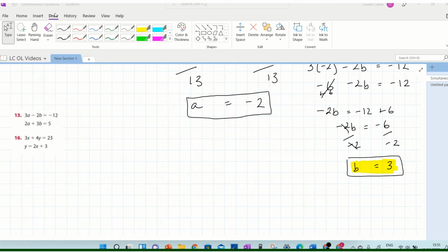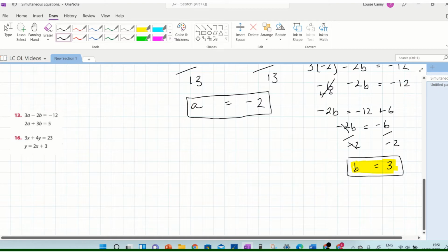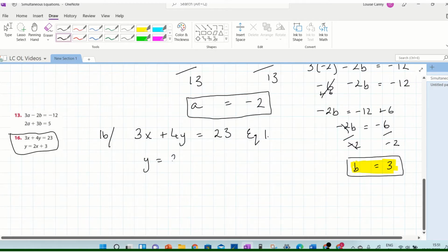Okay, so moving on, looking at our third video in our series of videos on simultaneous equations, looking at our next simultaneous equation, which is just a little bit more going on again, but nothing too difficult. So take a look at question 16. In question 16, we're given 3x plus 4y is equal to 23. That's our equation 1. And y is equal to 2x plus 3. And that's our equation 2.